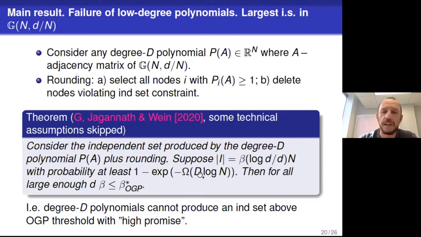I should say that this success guarantee that we built into the assumption of the problems is something that would be nice to remove. It will come at some cost, but it would be nice to remove that. Regardless of what you do, whatever you produce cannot be close to the optimal solution, such as a nearly optimal independent set.